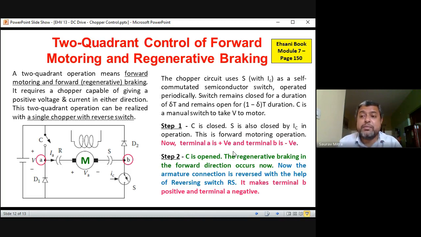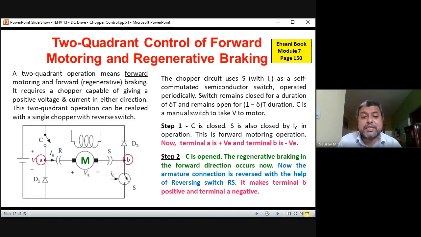So what is regenerative braking? Torque is produced in the negative direction. That is what we have found. That means we are stopping the motor from running in the forward direction with full throttle. What we have done is we have removed the supply, so the forward direction speed will decrease slowly. That is step 2. So C is opened, and regenerative braking in the forward direction occurs because the forward direction torque is reducing.